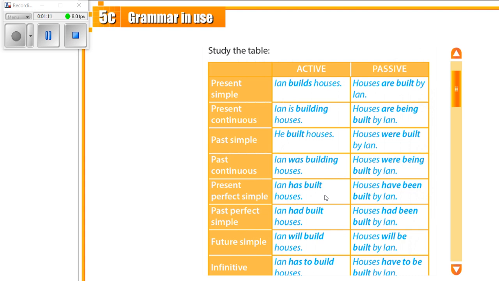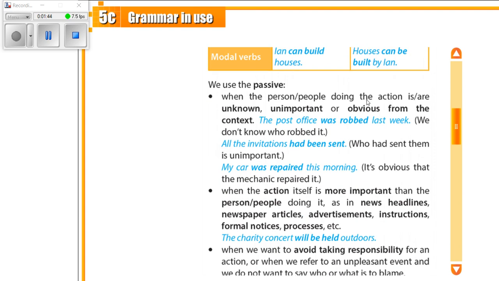Past simple, built. For the passive, were built. Past continuous, was building. For the passive, were being built. Present perfect simple, has built. For the passive, have been built. For the past perfect simple, had built. For the passive, had been built. For the future simple, will build. For the passive, will be built. And the infinitive, have to build, and the passive, have to be built. And the last one would be modal verb, can build or can be built.